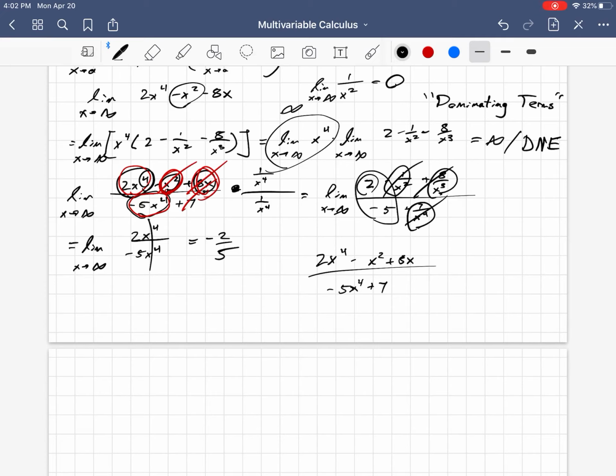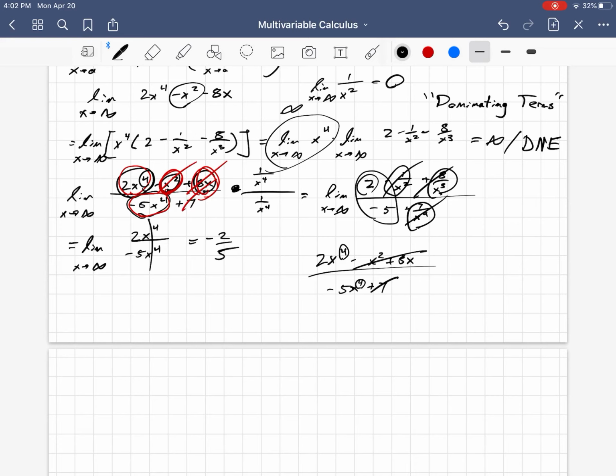Let me write the numerator again. Plus 8x over negative 5x to the fourth plus 7. The biggest degree term on the numerator is a 4. The biggest degree term on the denominator is a 4. You can take the ratio of those leading coefficients, and that will give you a negative 2/5.